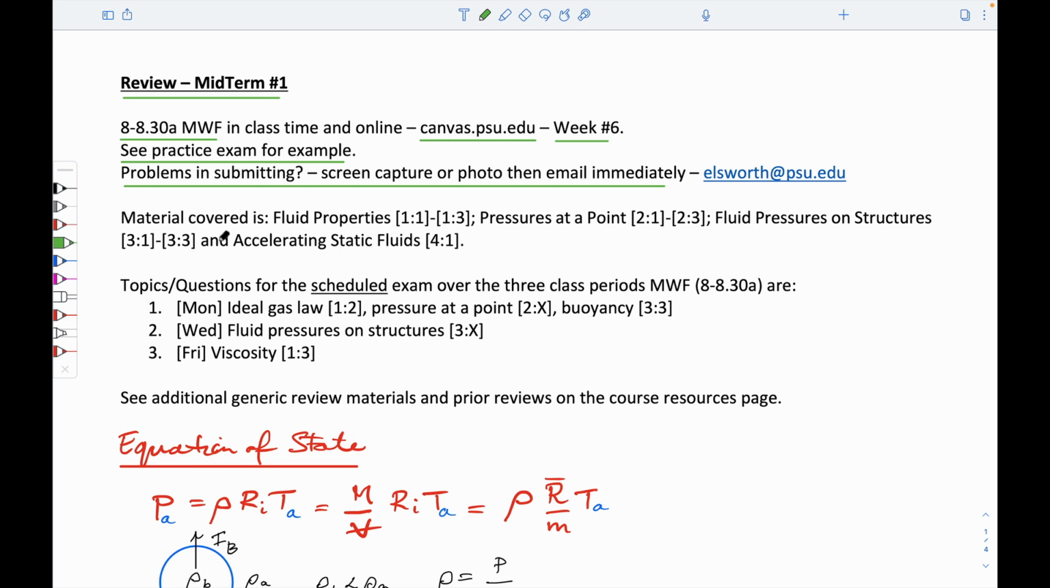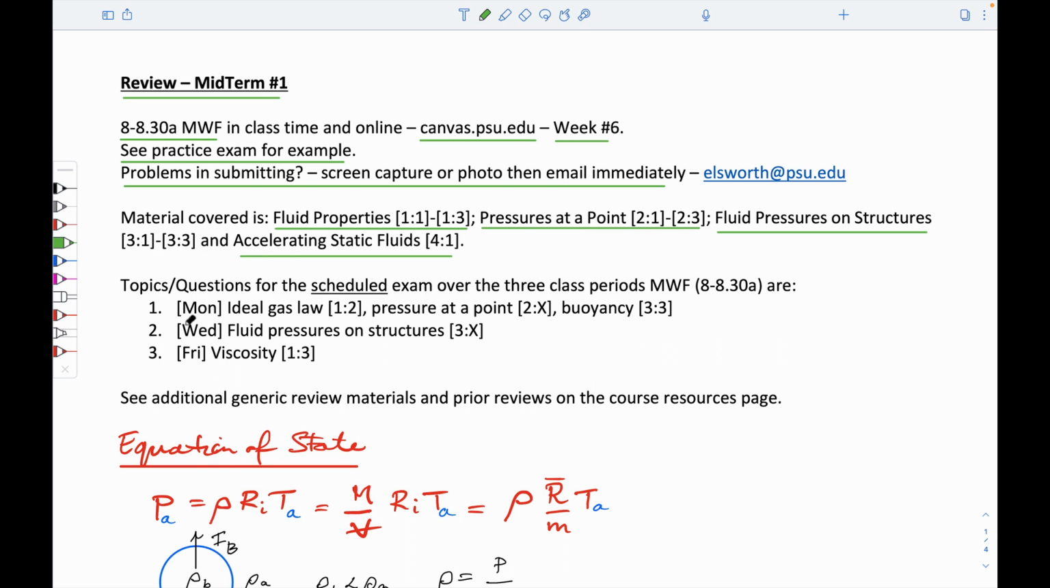The material covered is everything up to 4.1. So we cover fluid properties, which we talked about in week 1. We talk about fluid pressures at a point, which was our week 2 material. Fluid pressures acting on structures, which was basically week 3, and also buoyancy. And then finally 4.1, which is a new week's topic, but the first Monday's material was relevant in terms of accelerating static fluids.